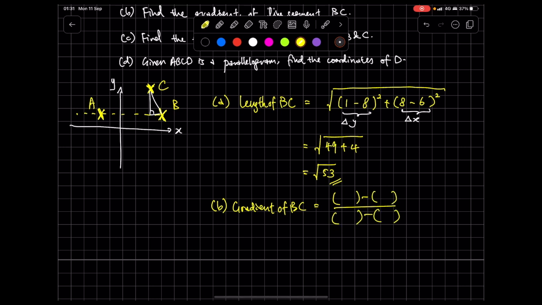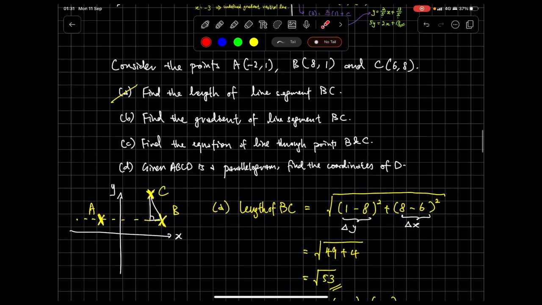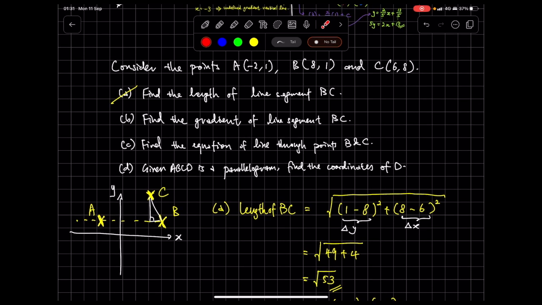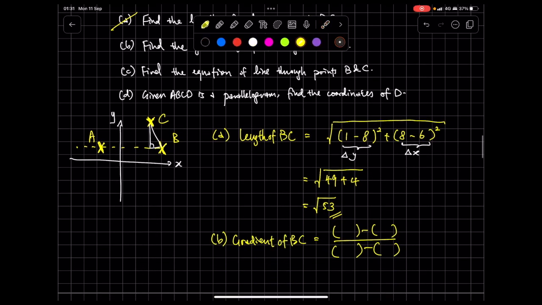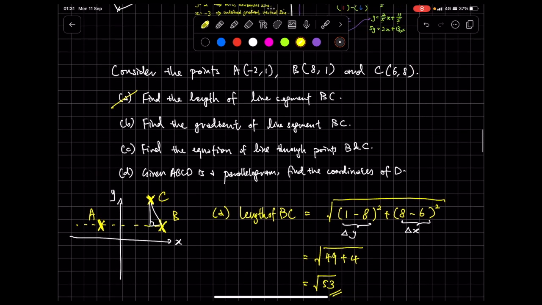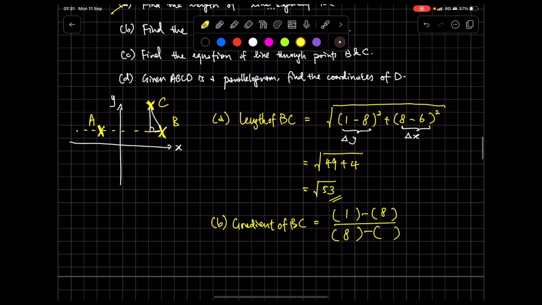I'm going to take B first, because it's BC, so it's easier. I'm going to copy down the y and x values. For B, y is 1, x is 8. For C, y is 8, x is 6. If I calculate this, of course you can use your calculator, this will be negative 7 over 2. Done.